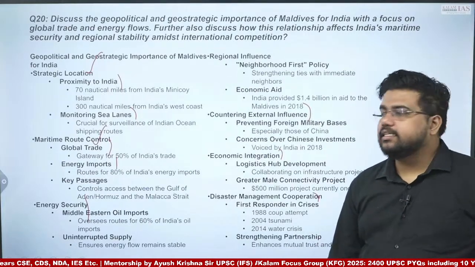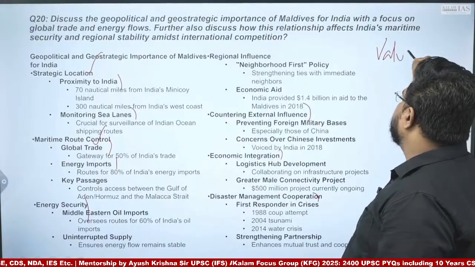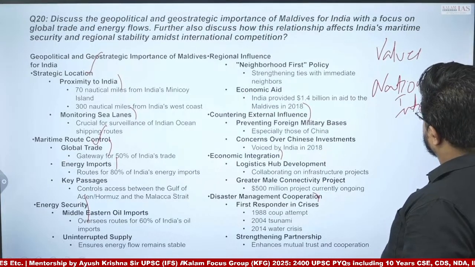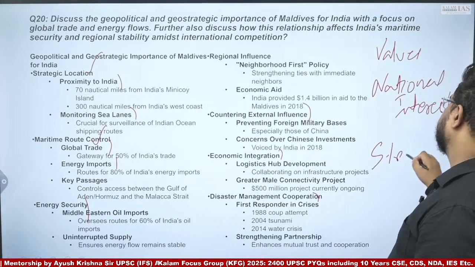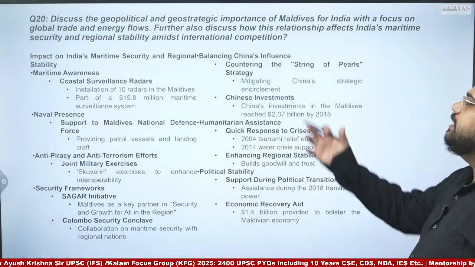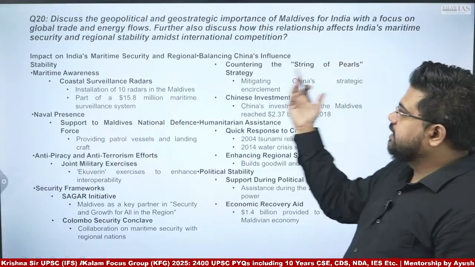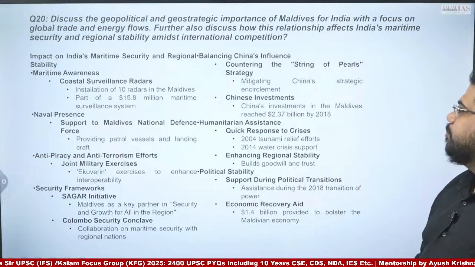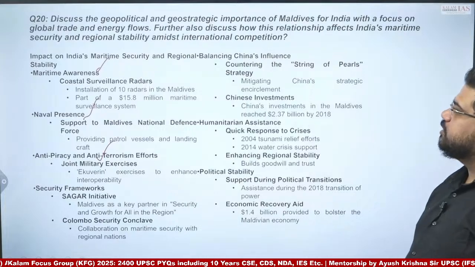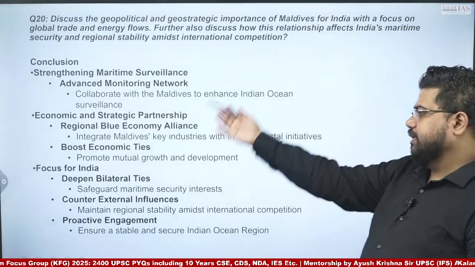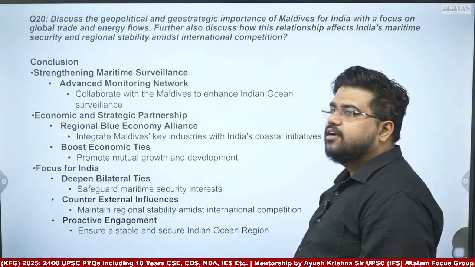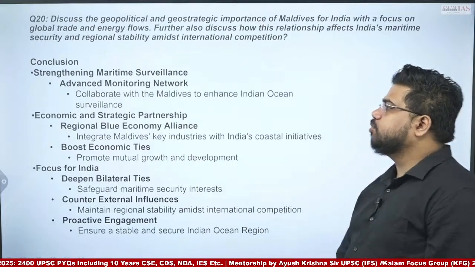All these are different dimensions. Here also you can use our shared values, national interest, and the third aspect, that is strategic. You can use this formula and derive points for this also. Second part, the impact on India's maritime security, balancing China's influence and stability. You can use the same approach for these: maritime domain awareness, naval presence, anti-piracy efforts, all these you can do. Conclusion, you can write a way-forward based conclusion, about the vision and what India should focus on, and conclude the answer.